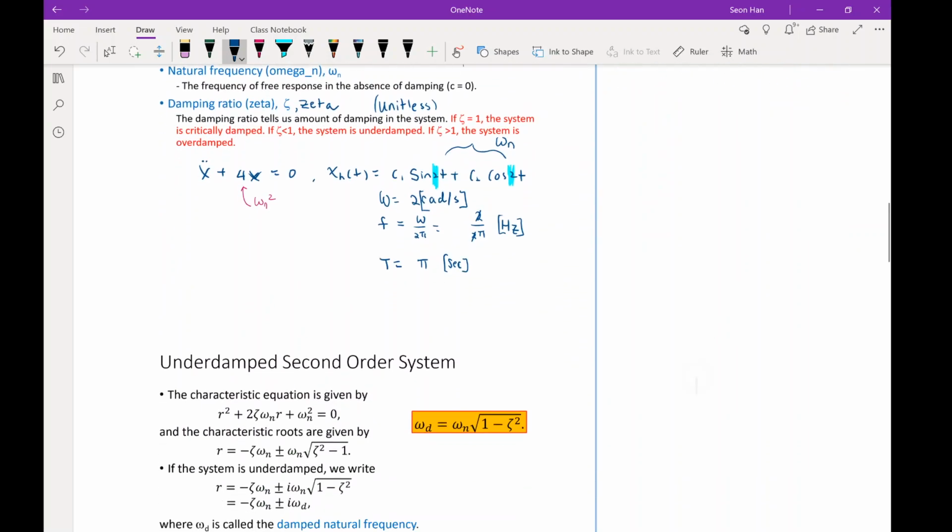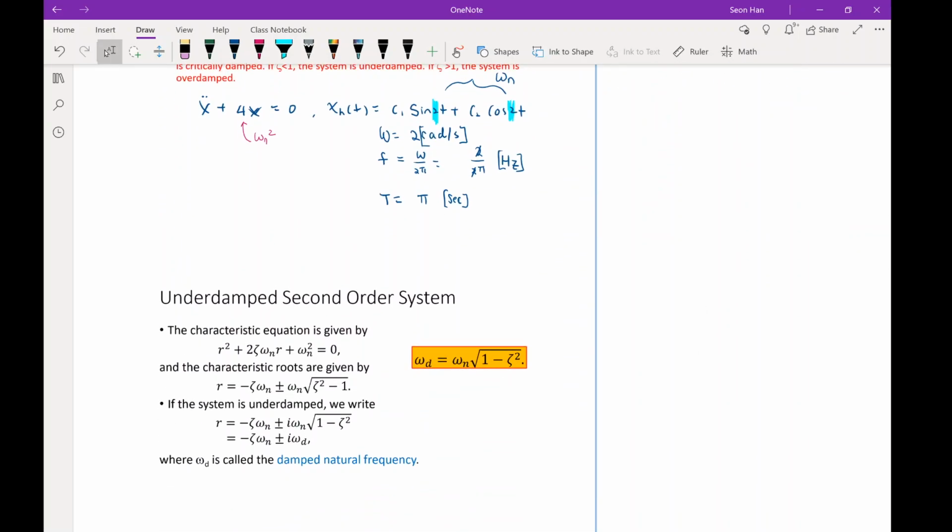So it's actually easier than you think. If you change the characteristic equation in terms of omega n and zeta, remember omega n squared was what? k over m. And what was the middle coefficient? That one was c over m.